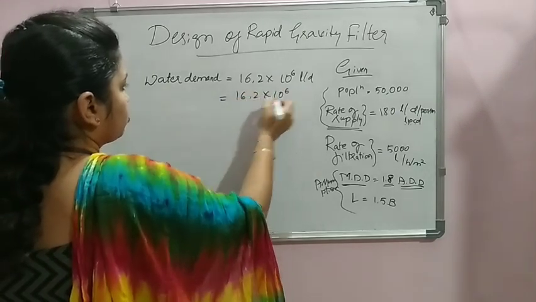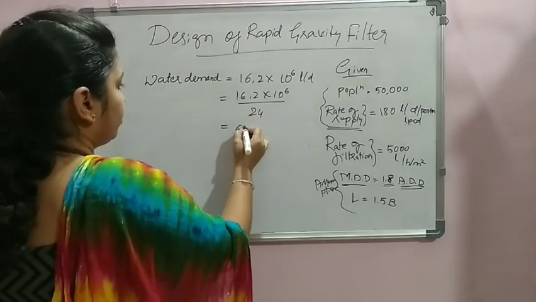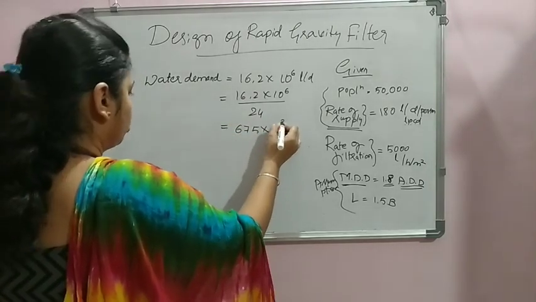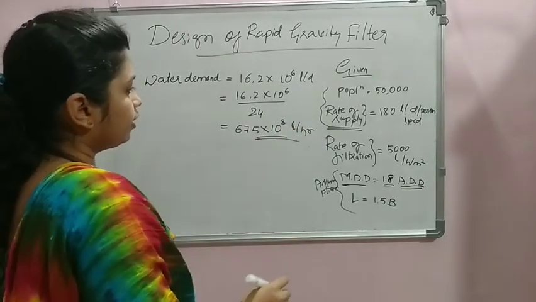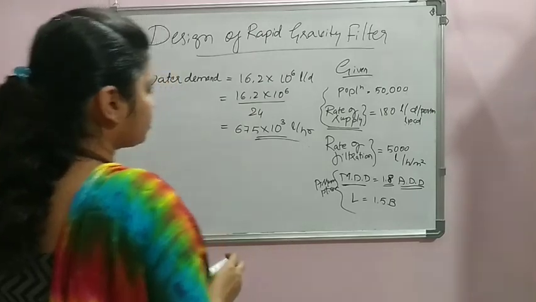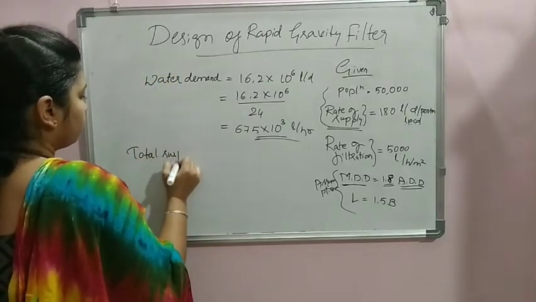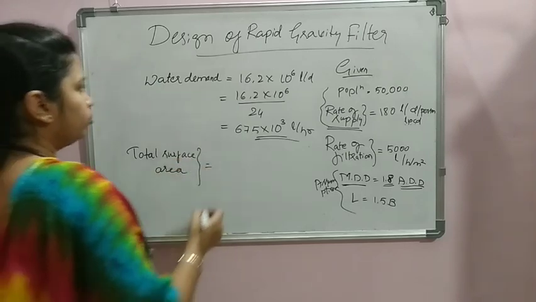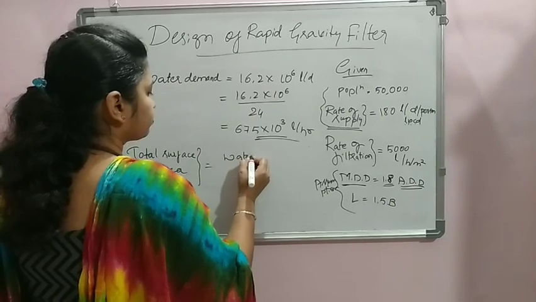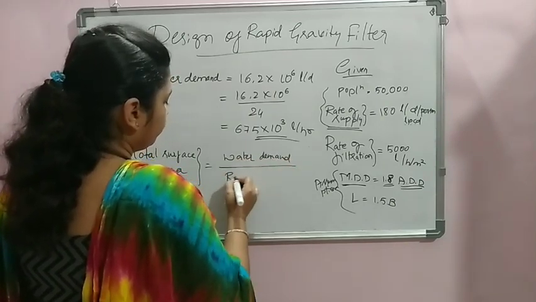16.2 into 10 raised to 6 divided by 24. The answer is 675 into 10 raised to 3 liters per hour. So it gets converted into liters per hour. So next, let us check the total surface area. Total surface area of filters is equal to this water demand divided by rate of filtration.